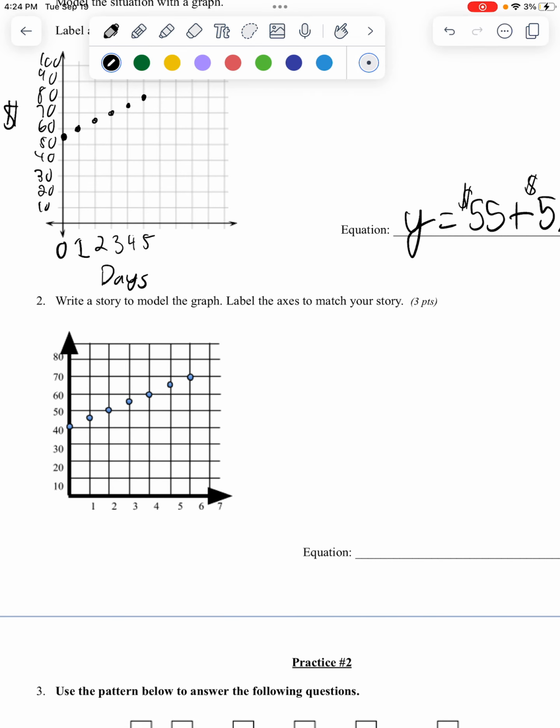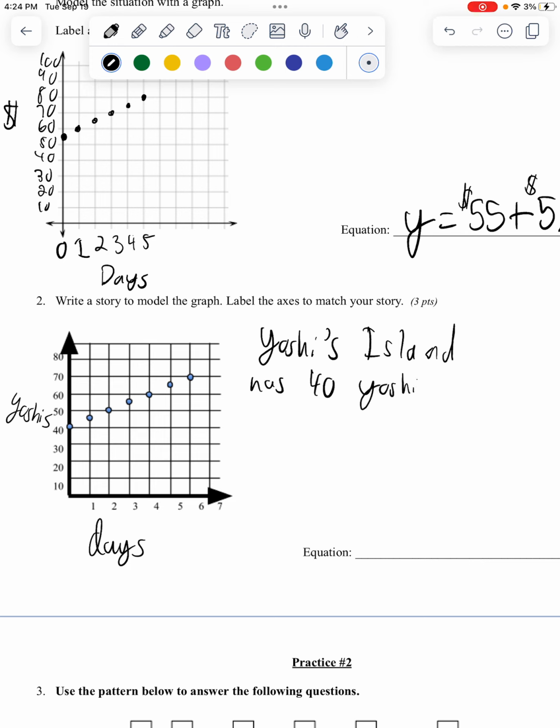I'm going to be really silly with this one because I like silly stories. So days, and we're going to go with Yoshi's Island has 40 Yoshis. Every day, 5 more return home. Now you might be wondering, how did I know it was 5 more?